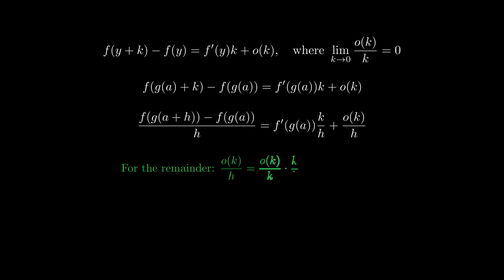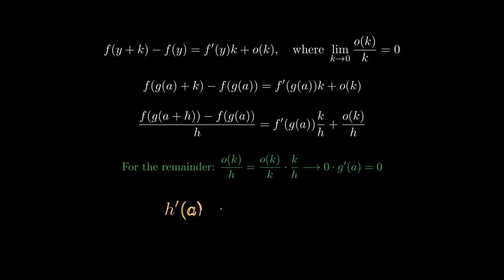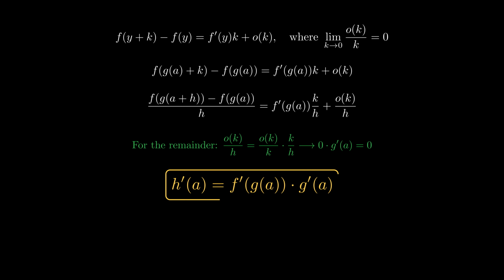Finally, we analyze what happens to the error term. Rewriting it by multiplying and dividing by k, we see that the first term approaches 0 by definition of little o, and the second approaches the derivative of g. Therefore, the entire remainder vanishes upon applying the limit. The remaining term vanishes, and we arrive at the exact same result, but this time with absolute mathematical rigor and regardless of whether k becomes 0.